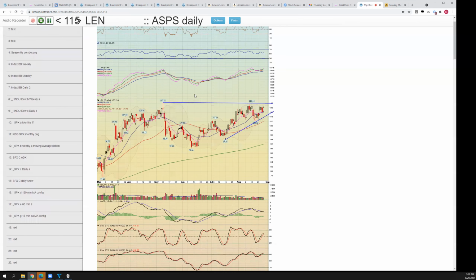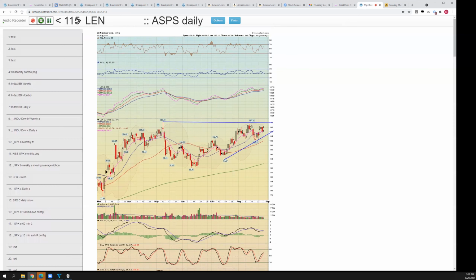Next. Chart 115, Lennar. It's in the home builders. Again, another potential bullish setup. This is your resistance. This is your support.